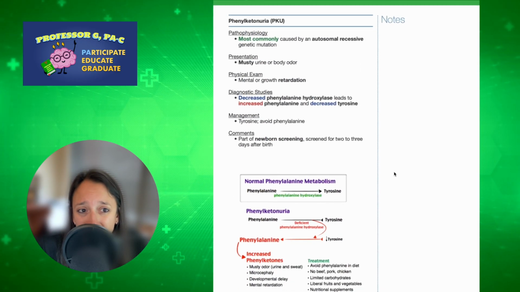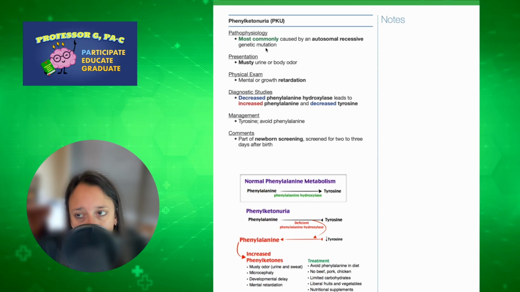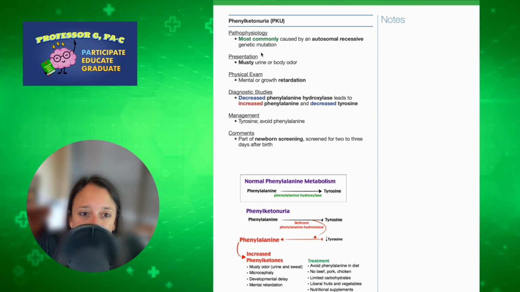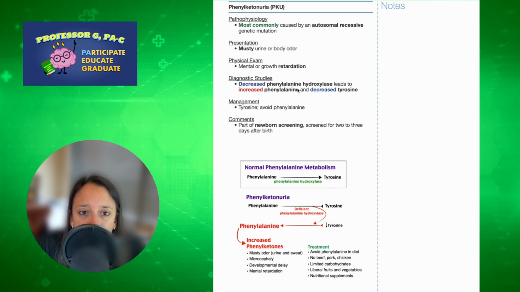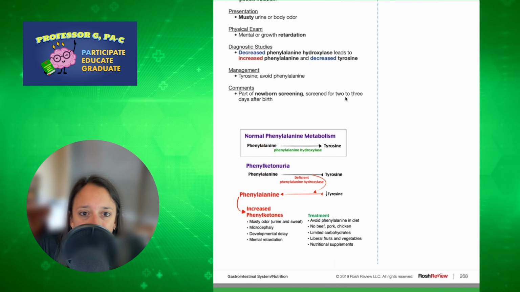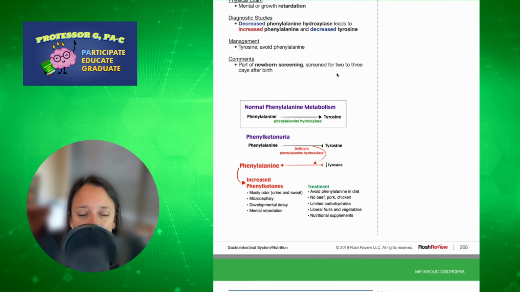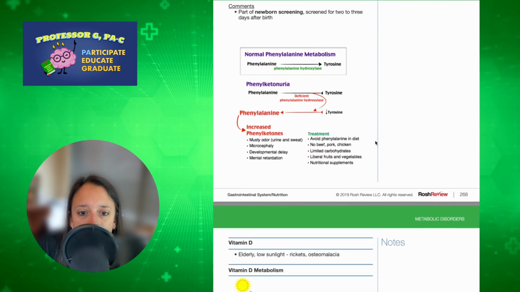PKU I do. It's usually pediatric stuff. So most commonly caused by an autosomal recessive genetic mutation, which we test for in newborn screening. If they make it past the newborn screening and they're not diagnosed, we'll often see a very pale looking patient with a musty odor and growth retardation or mental, developmental delay. They'll have decreased phenylalanine hydroxylase, and essentially it decreases tyrosine in this cycle. And we want to avoid the artificial sugars and things like this. There's a special diet that they follow right here.